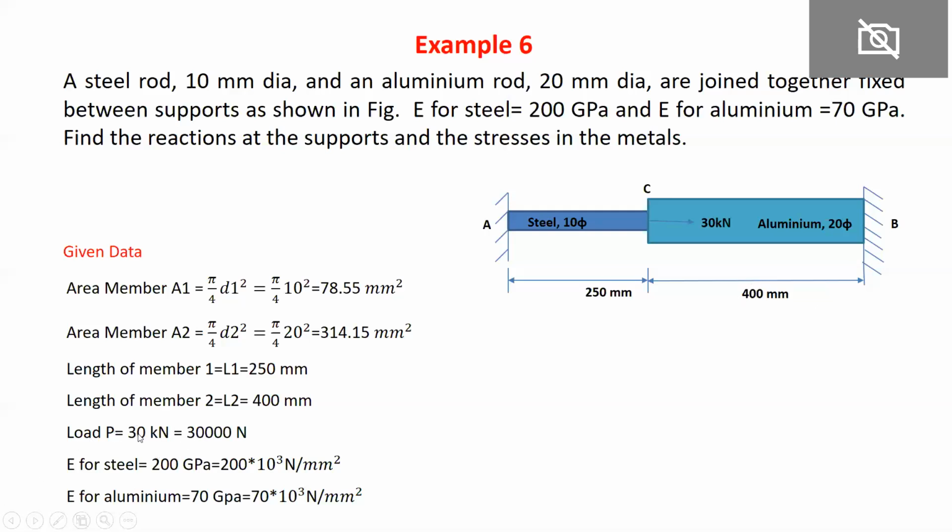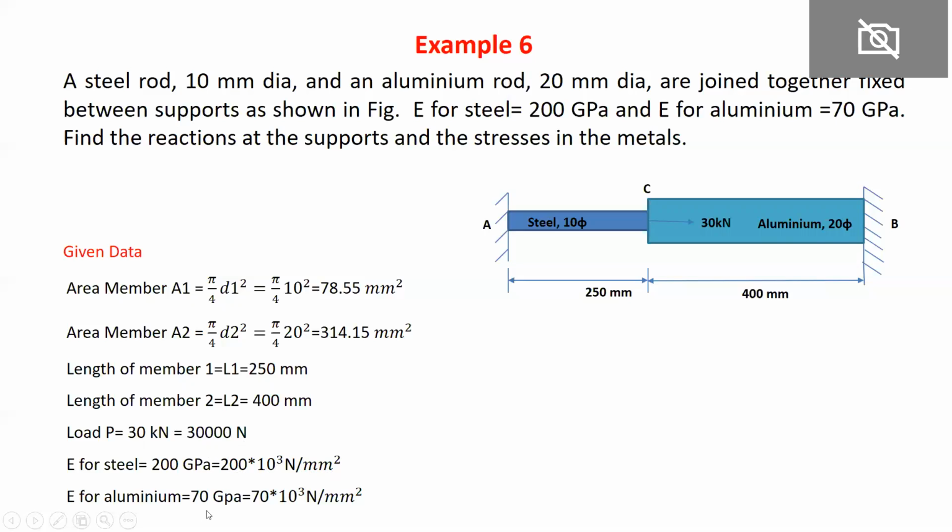The load acting on the member is 30 kilonewton. Because all dimensions are in mm, we always have to convert the load in terms of Newton: 30 kilonewton is 30 into 1000, which is 30,000 Newton. E for steel is 200 GPa. Always convert GPa into MPa or Newton per mm square, because all dimensions are in mm and the load is in Newton. So 200 GPa is 200 into 10 raised to 3 Newton per mm square. You have to remember this.